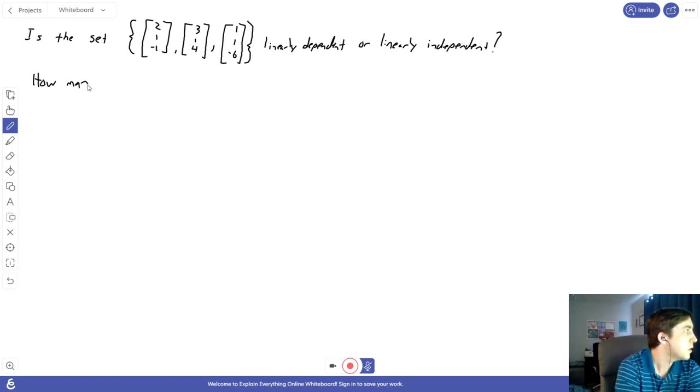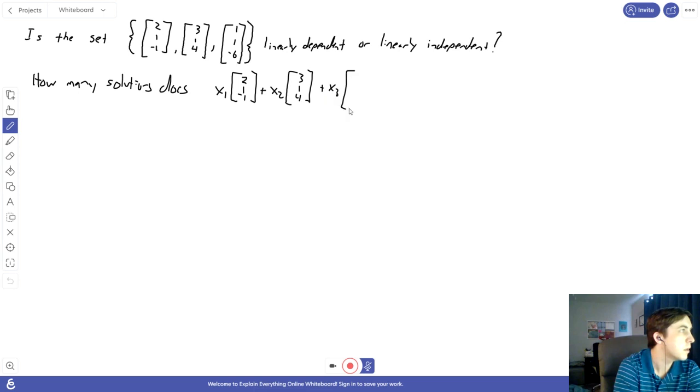How many solutions does the vector equation, say x1 times the first one, 2, 1, negative 1, plus x2 times the second one, 3, 1, 4, plus x3 times the third one, 1, 1, negative 6. How many ways can we produce the zero vector here?